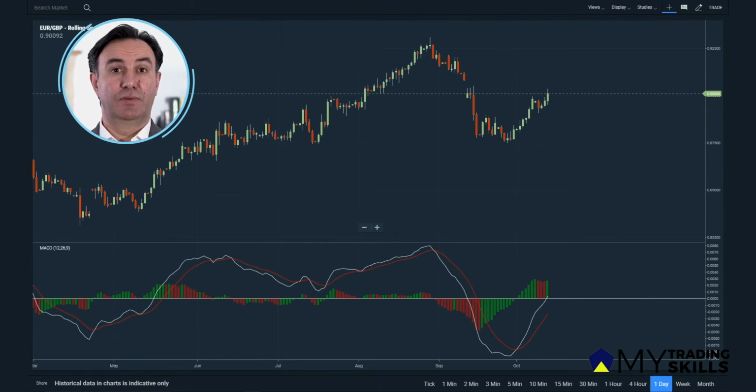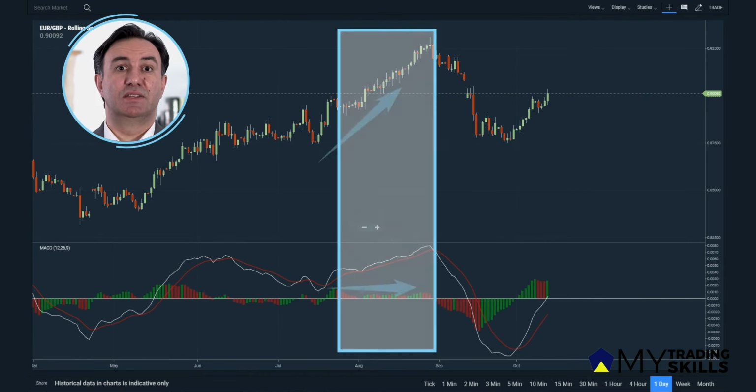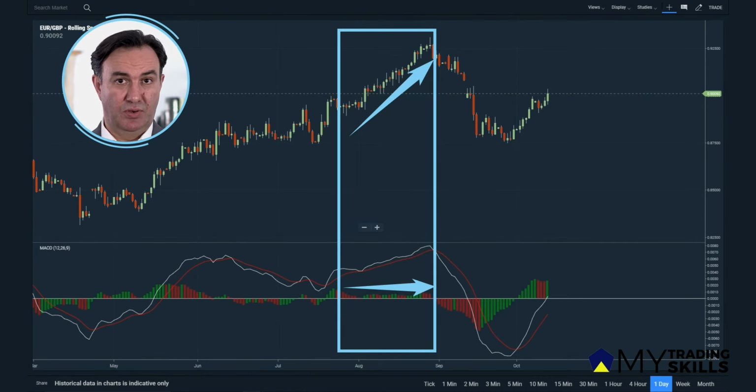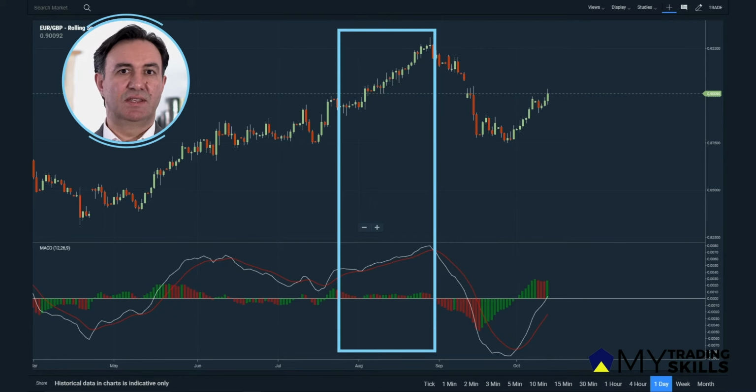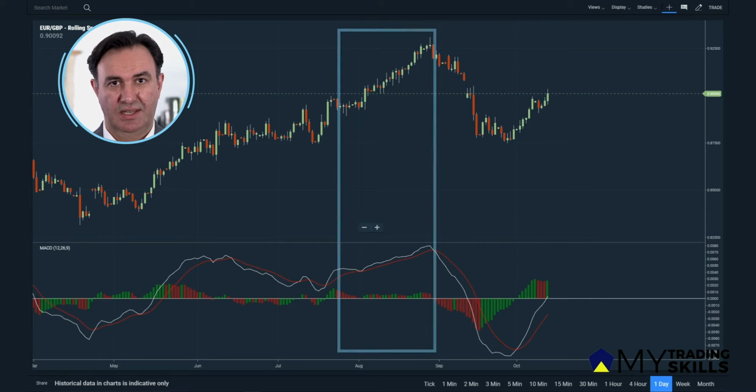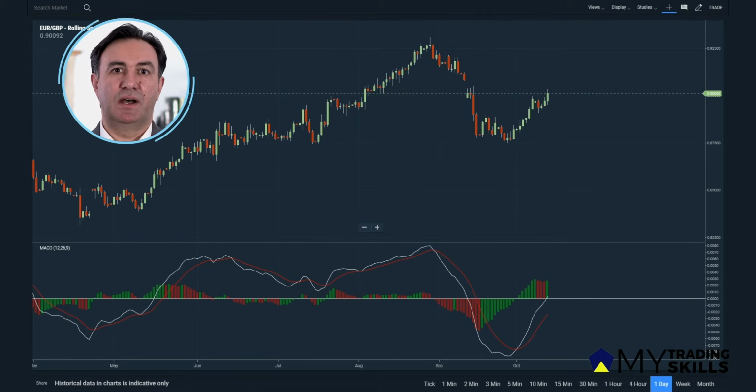That's right. If we look here, the price is trending up. But because the move is gradual, we get convergence between the MACD line and the signal line. We can see this in the smaller or non-existent bars on the indicator. Remember, the bars are measuring the momentum of a move and not the move itself.